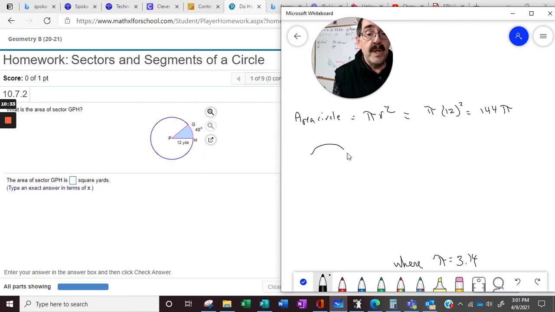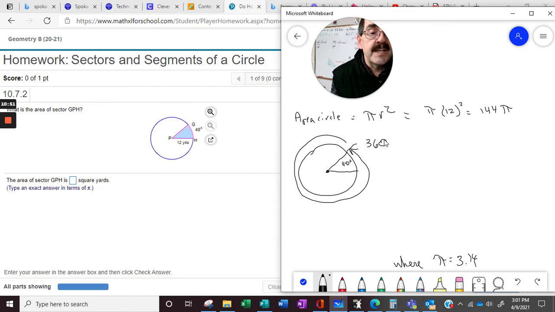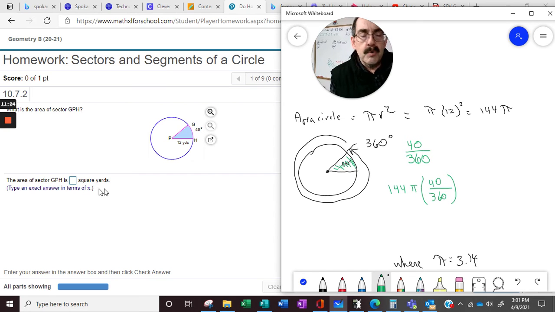Now that's the whole area. We only want a piece. We only want 40 degrees of the whole circle. Do you know how many degrees in a circle? An entire circle has 360 degrees. But we only want this piece. That's called a percentage. We only want 40 of the 360. So the total area was 144 pi, but we only want 40 of the 360. Okay? So now if you type this in, that's a correct answer. But notice, we want to leave the answer in terms of pi. So now watch this. 144 times 40 divided by 360, and we want the pi in the final answer.